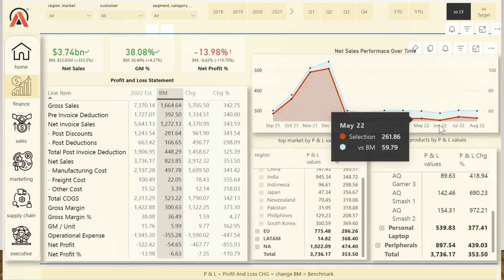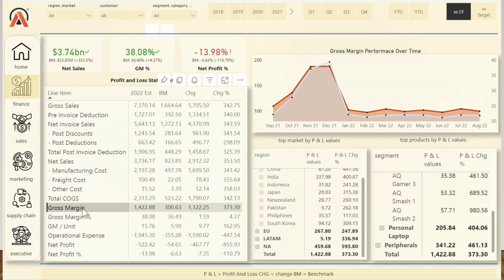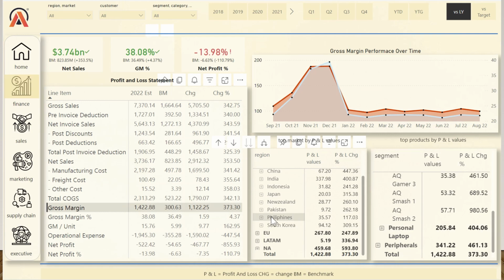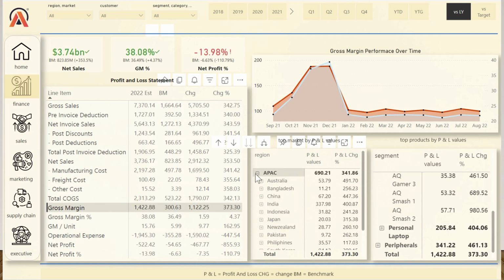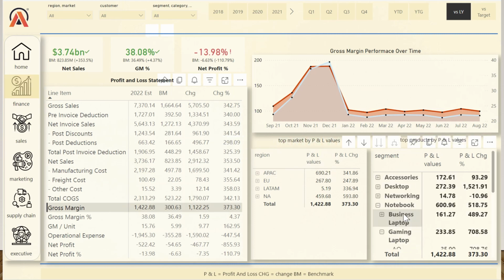You can see this one here, but as soon as I click some of the values from here, it will change. Let's go to gross margin and click it. Now this visual is reflecting the gross margin over time, and this visual is also reflecting the gross margin based on the regions and the country. And this visual is representing the gross margin based on the segment, category, and the product.